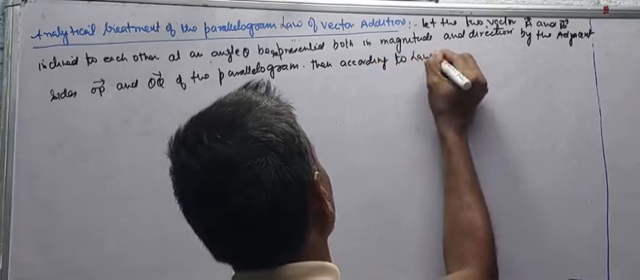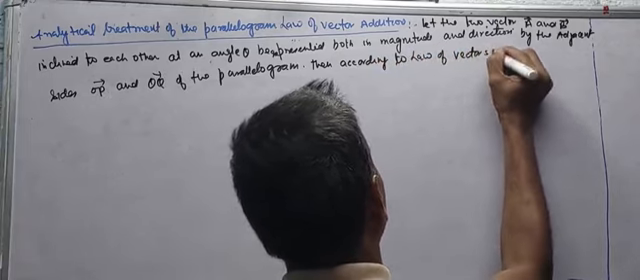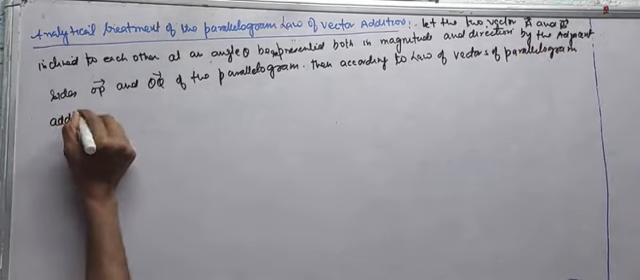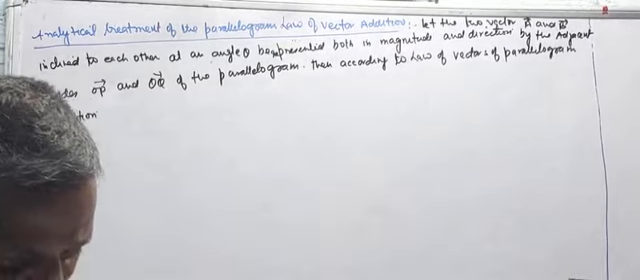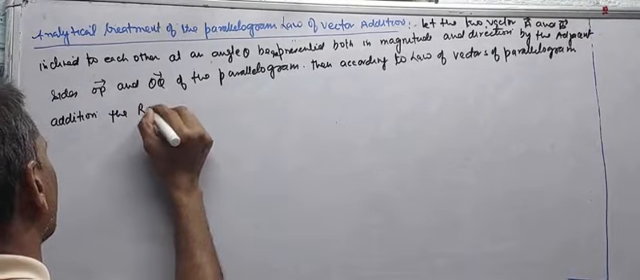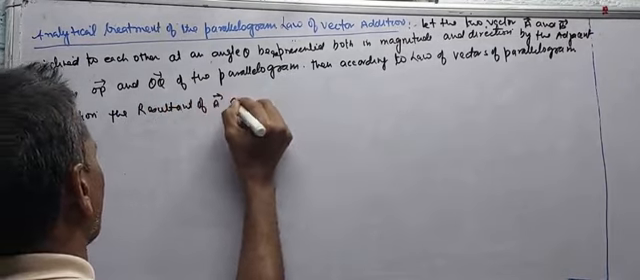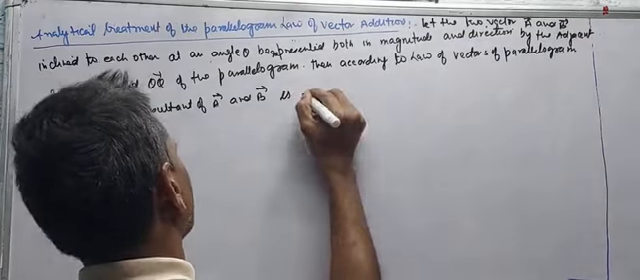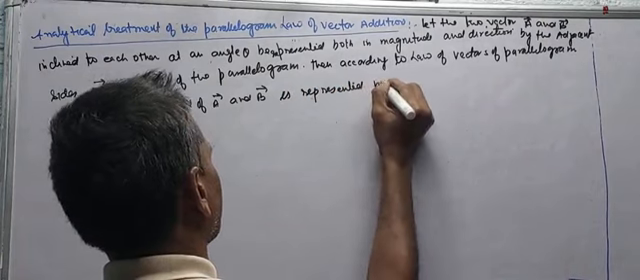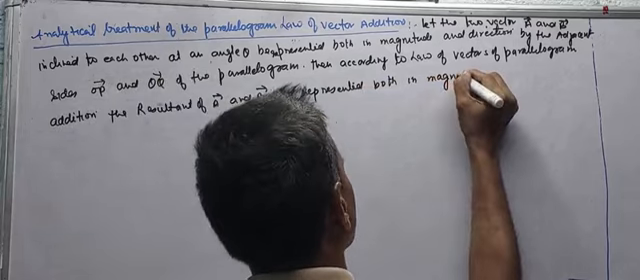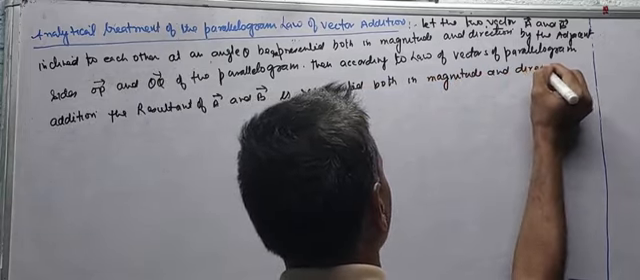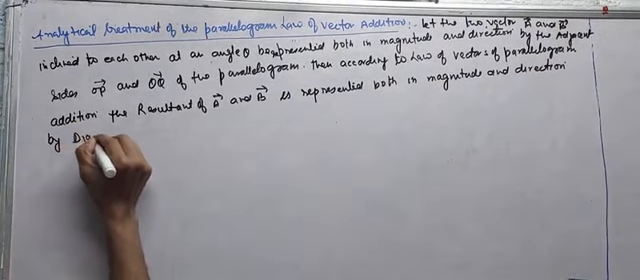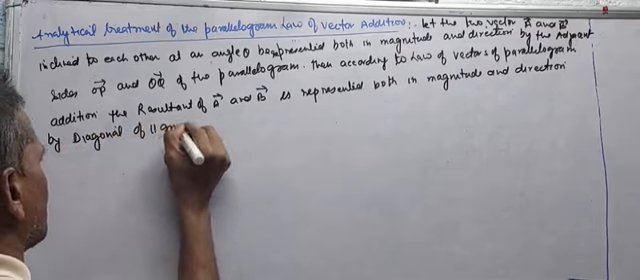Then according to the parallelogram law of vector addition, the resultant of A vector and B vector is represented both in magnitude and direction by the diagonal of the parallelogram.